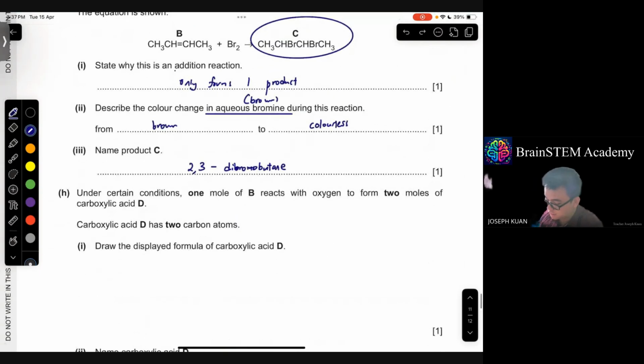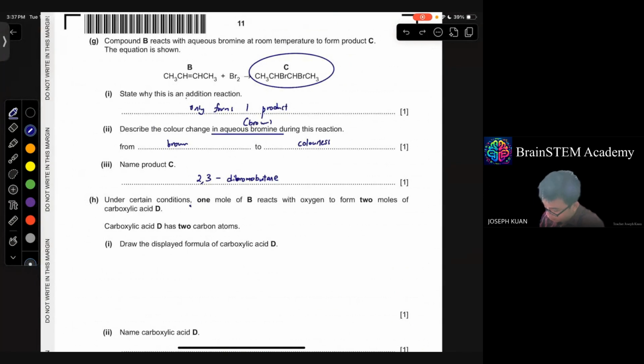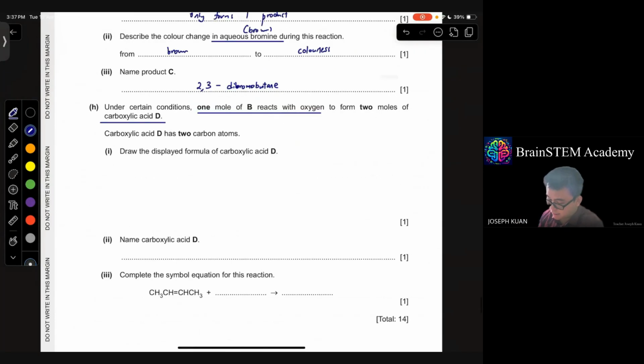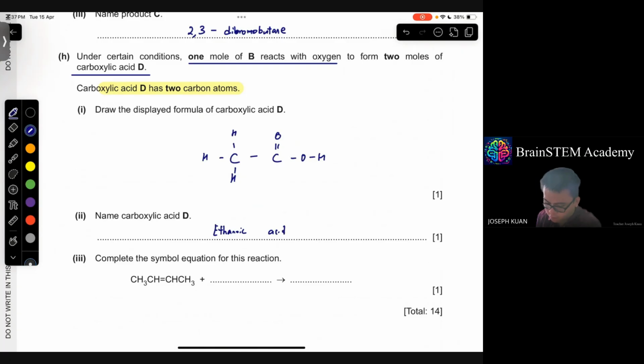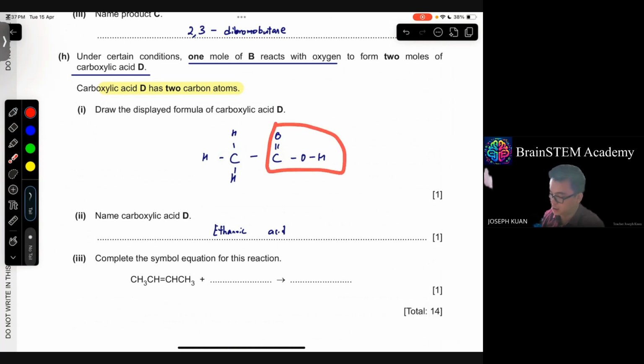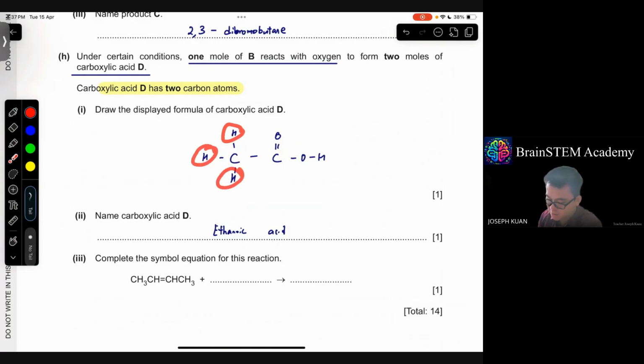Next, under certain conditions, 1 mole of B reacts with oxygen to form 2 moles of carboxylic acid D. Carboxylic acid D has 2 carbon atoms. Draw the displayed formula for carboxylic acid D. It's mentioned here that it has 2 carbon atoms. So it's a 2-carbon carboxylic acid, which is what we're familiar with. It's just ethanoic acid. To draw ethanoic acid, first, of course, 2 carbon atoms are drawn, followed by the functional group C double bond O, single bond O, single bond H. Then finally, we make sure that all carbons have 4 covalent lines, and then we place hydrogen.